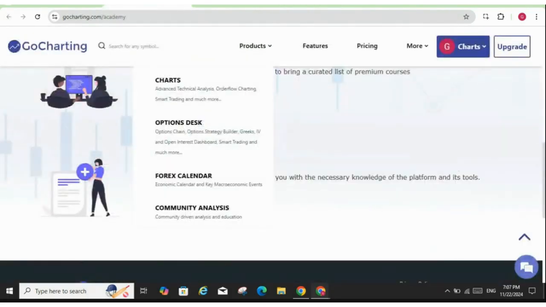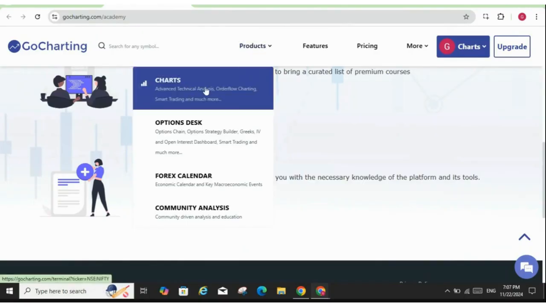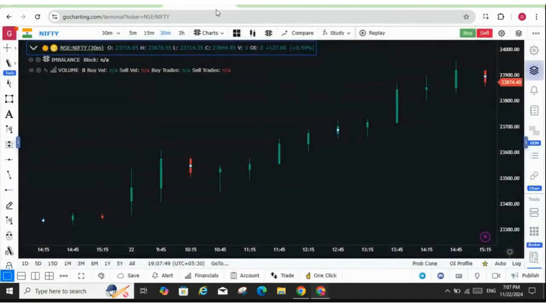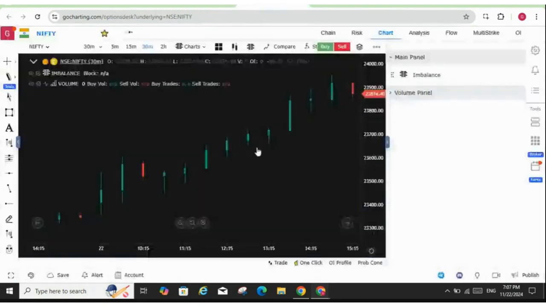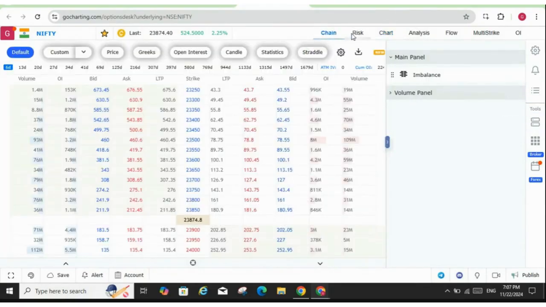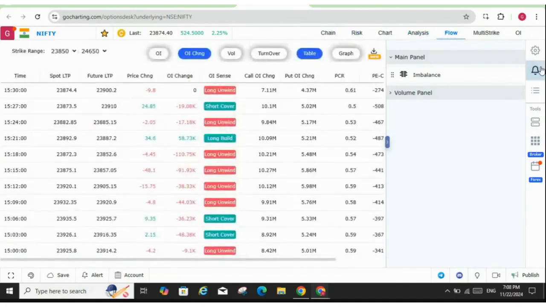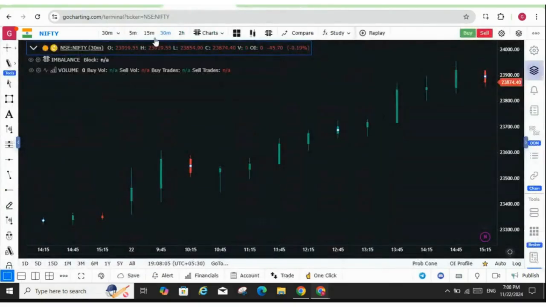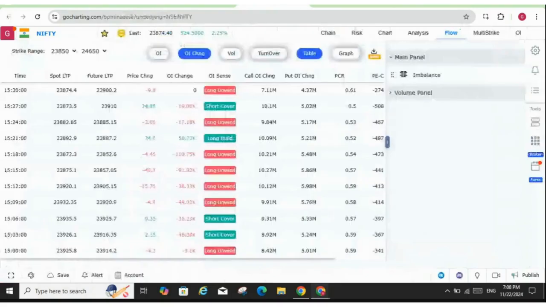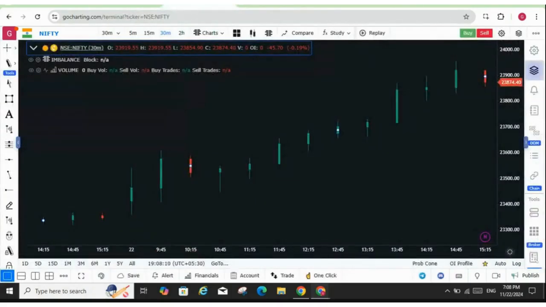Now let me go to the products. We have two products: one is Charts and one is Options Desk, so we'll be covering these two. This is Charts and this is the Options Desk. If you see the Options Desk, we have multiple tabs over here: chain, risk, analysis, flow. You have all these things, which are not in the charts. So Charts is a different product and this is a different product. We'll be covering quickly all the features of this chart section.